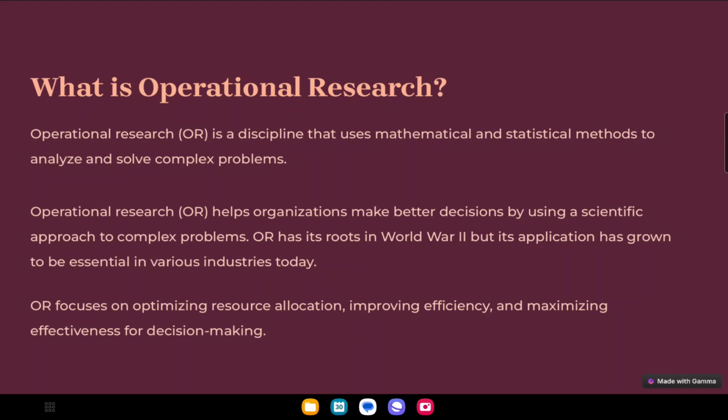So, what exactly is operational research? Operational research is essentially the science of decision making, using quantitative methods to solve real world problems, particularly those involving resource allocation, efficiency improvement, and overall effectiveness. For example, in businesses, operational research might help decide how to allocate budgets or minimize waste, while in healthcare, it can optimize patient scheduling to improve service delivery.